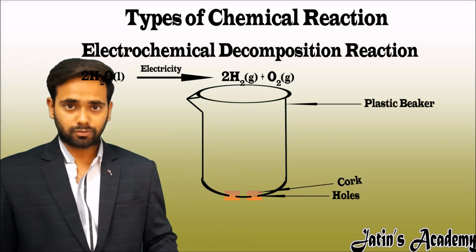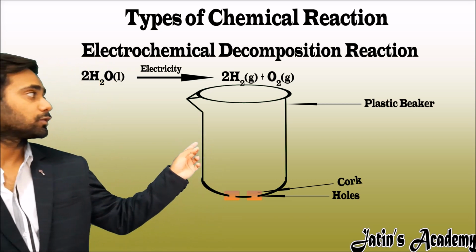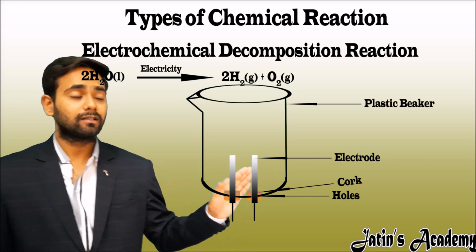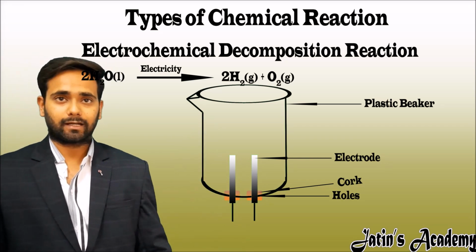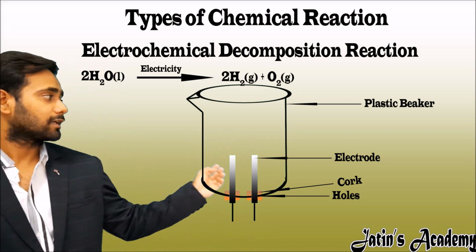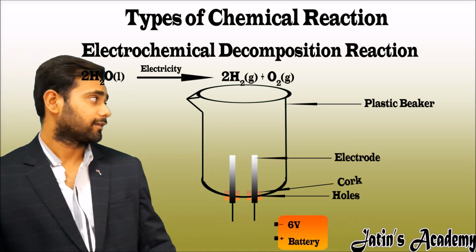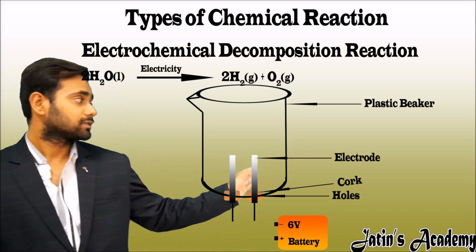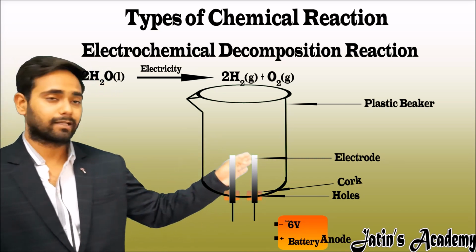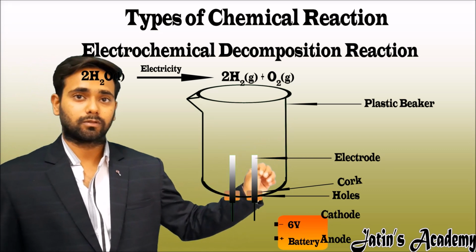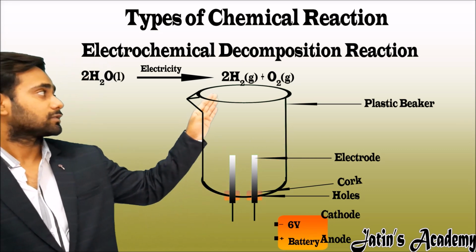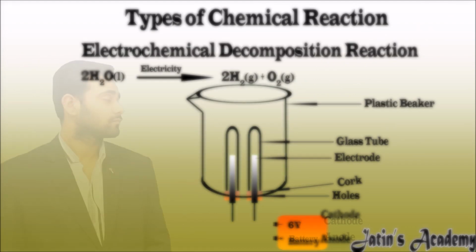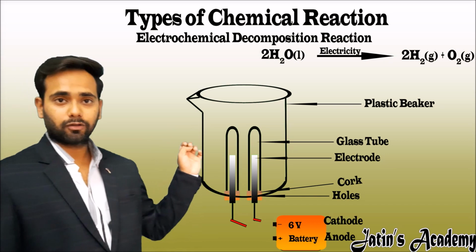and in these two stoppers we put two electrodes. The electrodes conduct electricity; here the electrodes are graphite electrodes. These electrodes are attached to a 6-volt battery. The battery has a positive terminal and a negative terminal. The positive terminal has the anode and the negative terminal has the cathode. Two glass tubes are inverted over the electrodes. Now connect the electrodes with the battery.